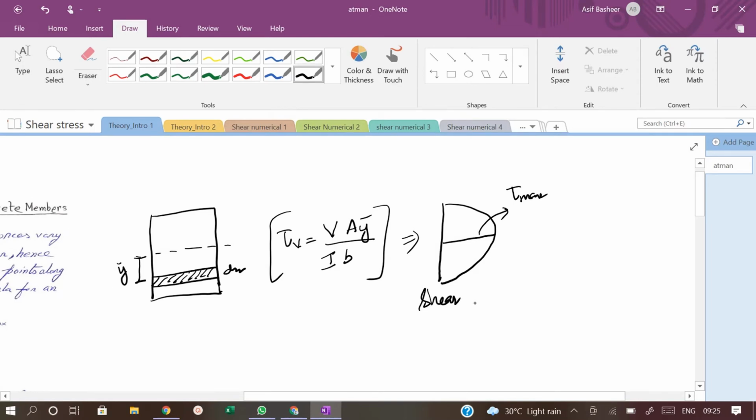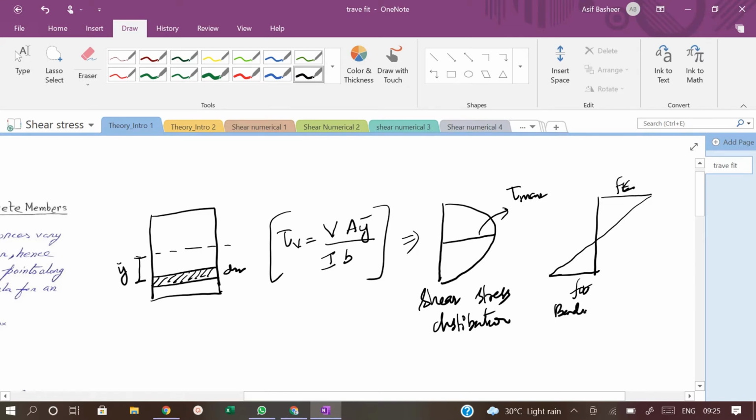You might know this shear stress distribution, and hope you remember this also. That is the bending stress distribution. You might know this. At the top fiber you have Ft, and at the bottom fiber you have Fc. Sorry, this is Fc, this is Ft. That is your bending stress.